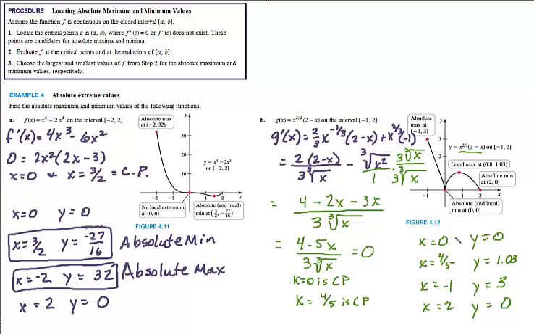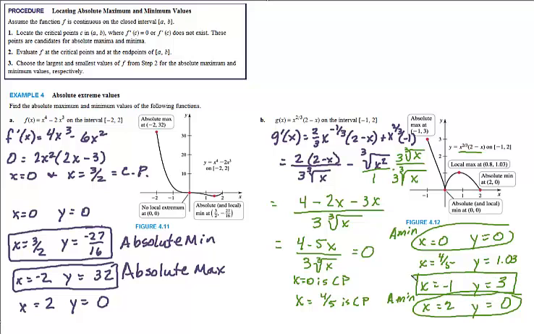Okay, I have 2 absolute mins. Here they are. Absolute min, absolute min. I have 1 absolute max. Here he is. Absolute max.